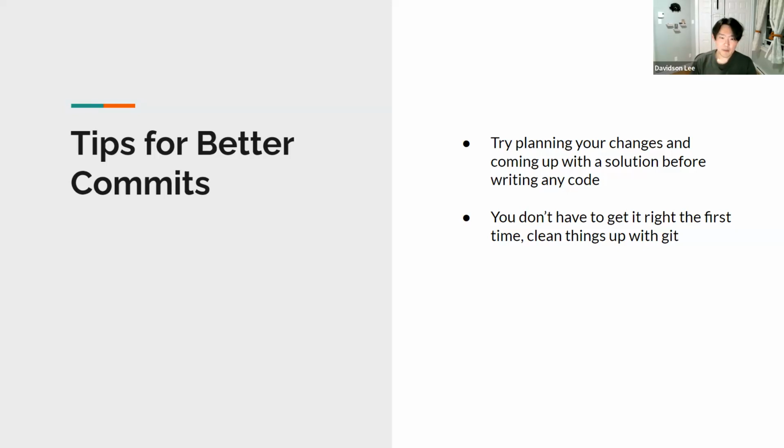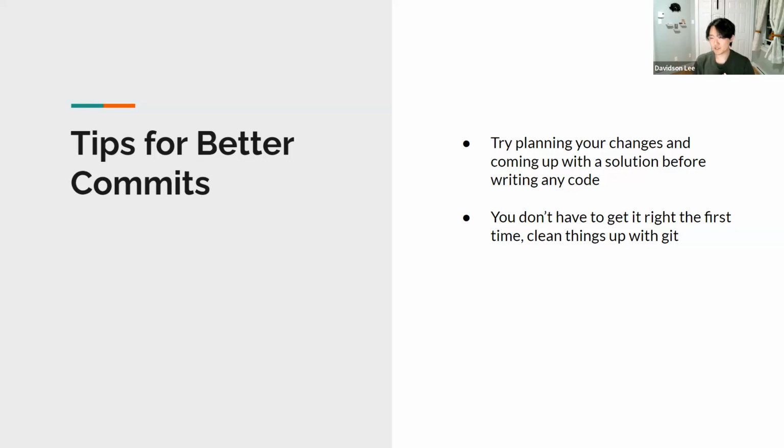Second tip is if you don't get it right the first time, don't worry, you can clean things up with Git. We talk a lot about Git as the backbone system behind all of these concepts like pull requests, etc. But there are tools like Git Reset and Git Rebase, specifically interactive rebases, which allow you to essentially doctor your commits and make them look how you want.